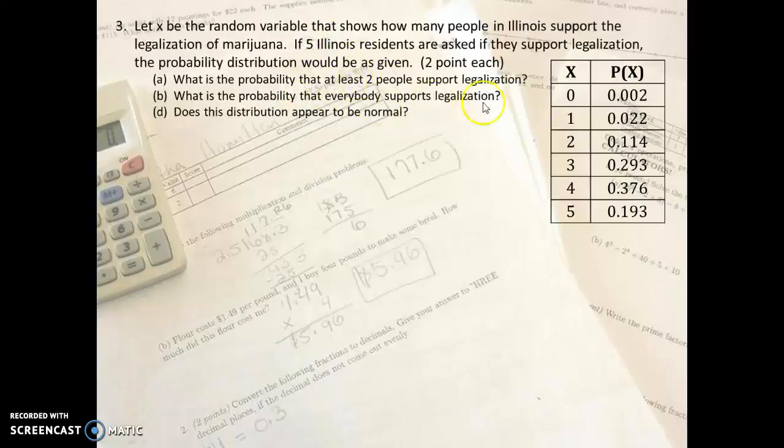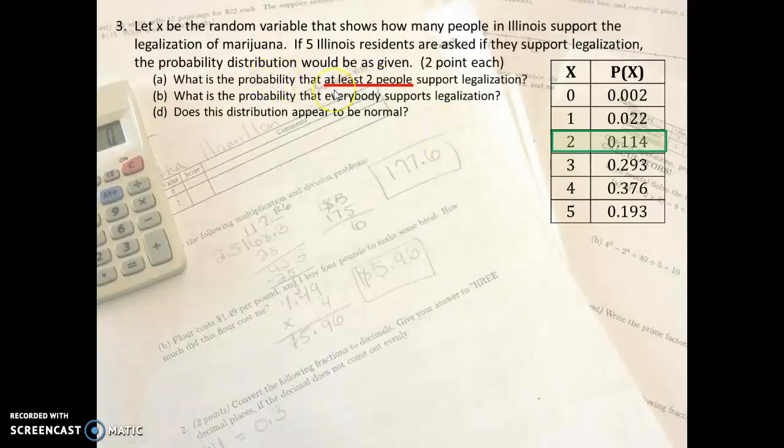I changed the numbers a little bit. I changed the probabilities. But it's still the same idea. We need to find probabilities, but now from a chart. All right. So first thing I'm going to do is I'm going to notice it's talking about at least 2 people. Well, I can find the probability of 2 people very easily.